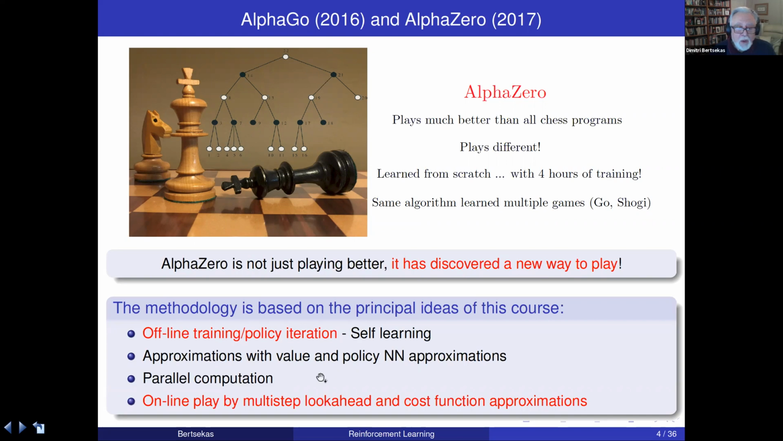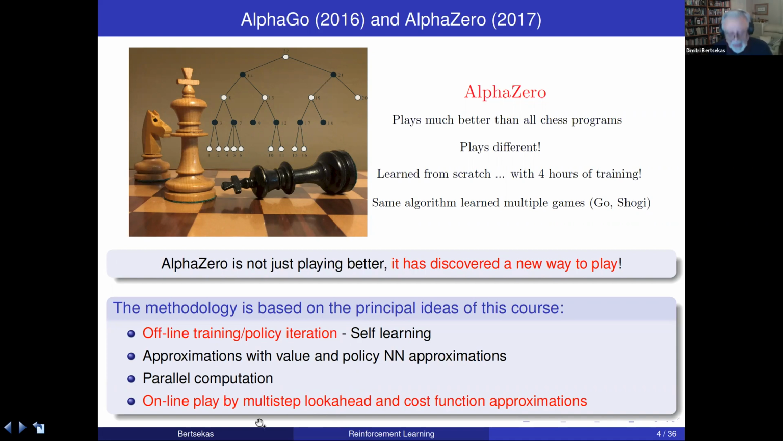Finally, once the program was trained, it also has another algorithm that plays online, like plays against you or me or other computer programs. And this involves multi-step lookahead and cost function approximations. And I think that people sometimes do not quite realize that there are two algorithms involved in AlphaZero. One that involves offline training before it starts playing against any opponents, and online play, which is used by any player that has access to it.